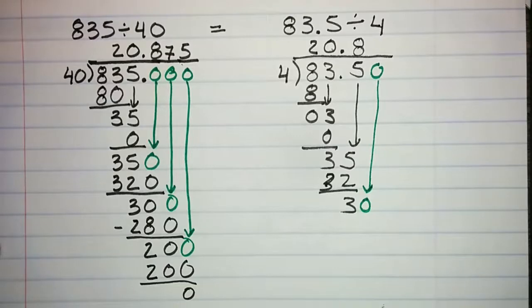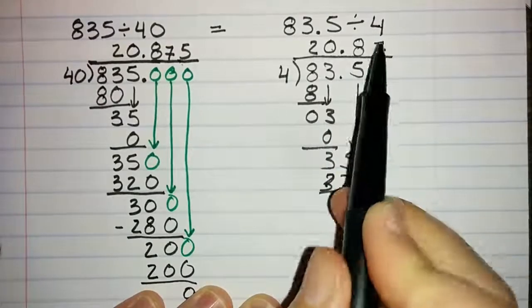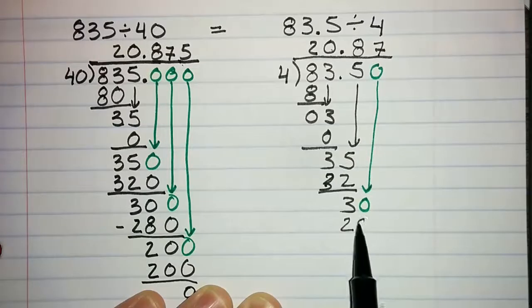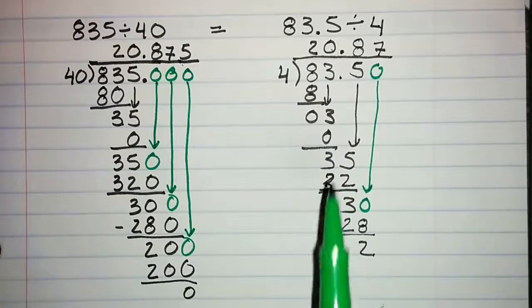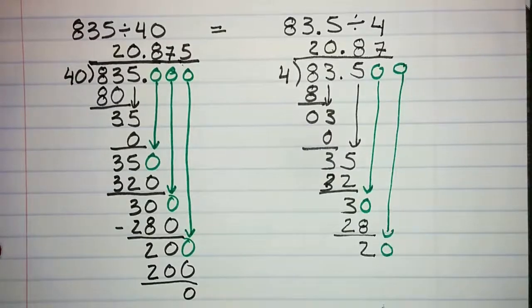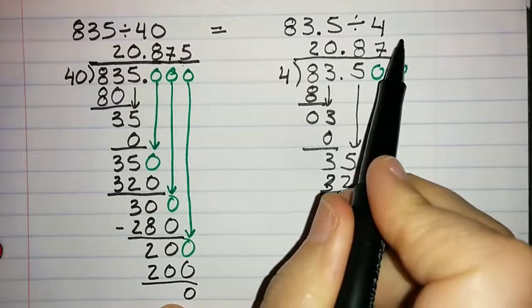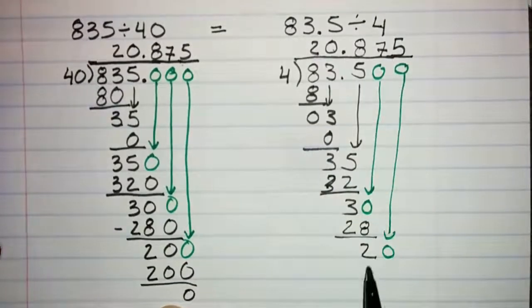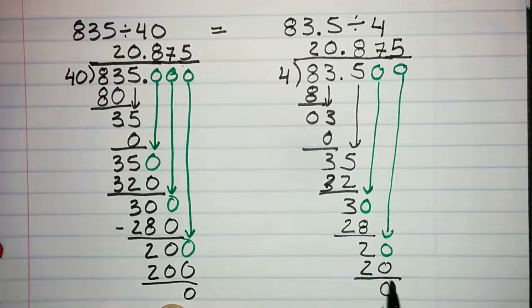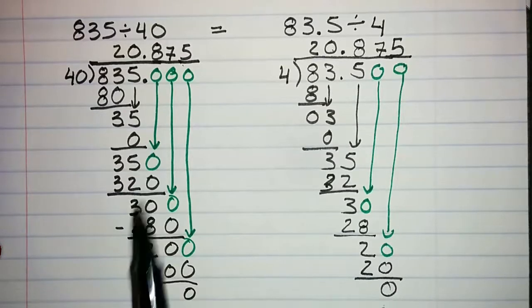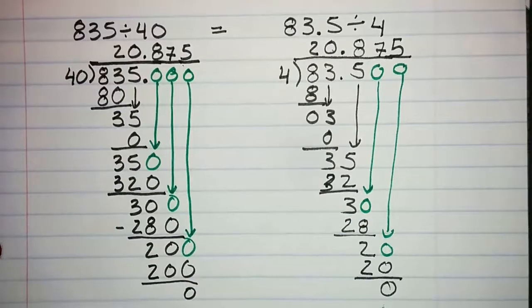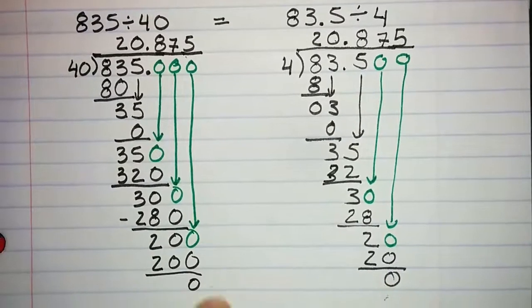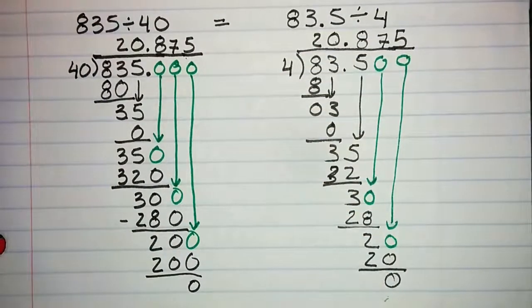4 goes into 30 7 times, since 7 times 4 is 28. 30 minus 28 is 2. Bring in one more 0. 4 goes into 20 5 times. 5 times 4 is 20. Nothing left over. As you can see, we get the same answer. And we really do about the same steps. What's the difference? The difference is we do a little bit less writing over here.